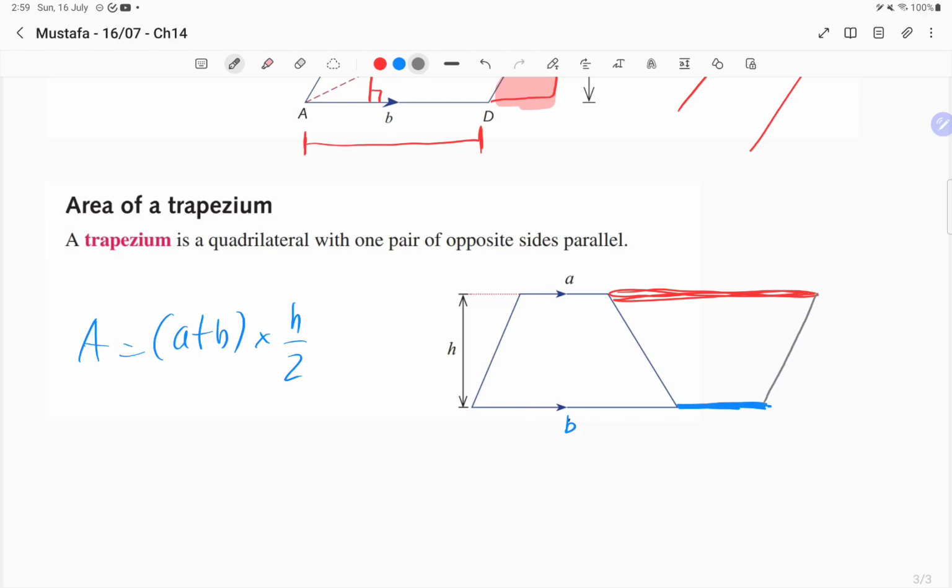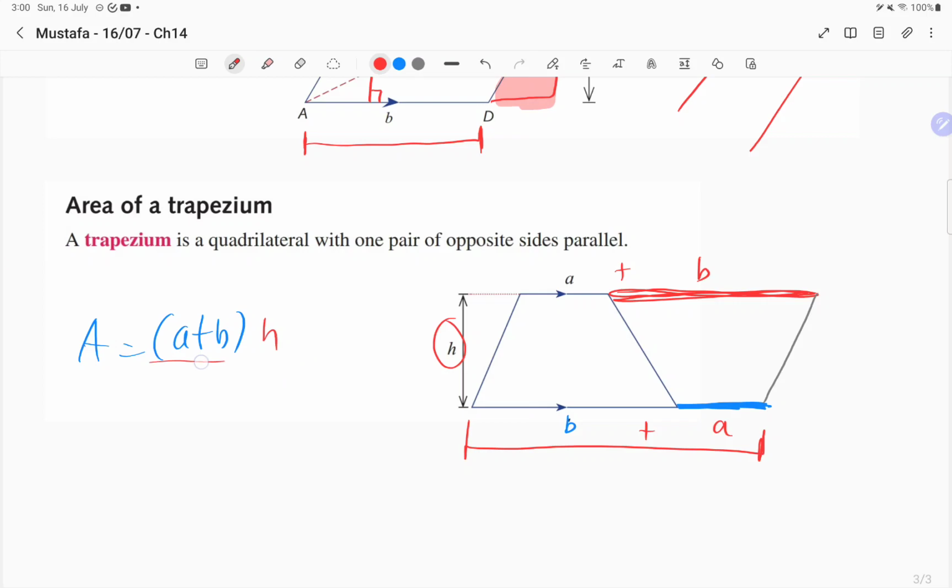Parallelogram. Yes, it's a parallelogram. It's half of a bigger parallelogram. Does it make sense? But note that the bottom side of this parallelogram is actually A plus B. The top is also A plus B. So that's why it's like a parallelogram where you just times the height by the base, but a trapezium is only half of a bigger parallelogram, so it's divided by 2. That make sense?